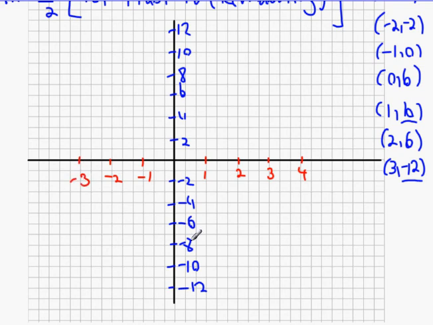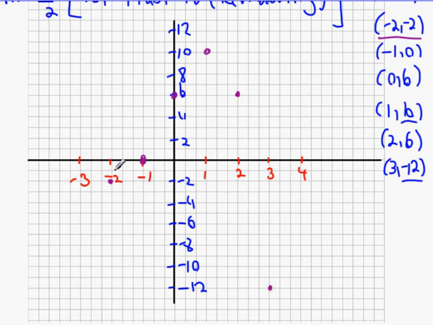Sean, what's the first point? This one here, Sean. -2, -2. Good man, there. Where's -1, 0? Just there. Is it higher or lower? A bit lower. After that? 0, 6. Yeah. 1, 10. Yeah. 2 and 6. There. Yeah. After that, 3, minus 12. 3 and minus 12 down here.